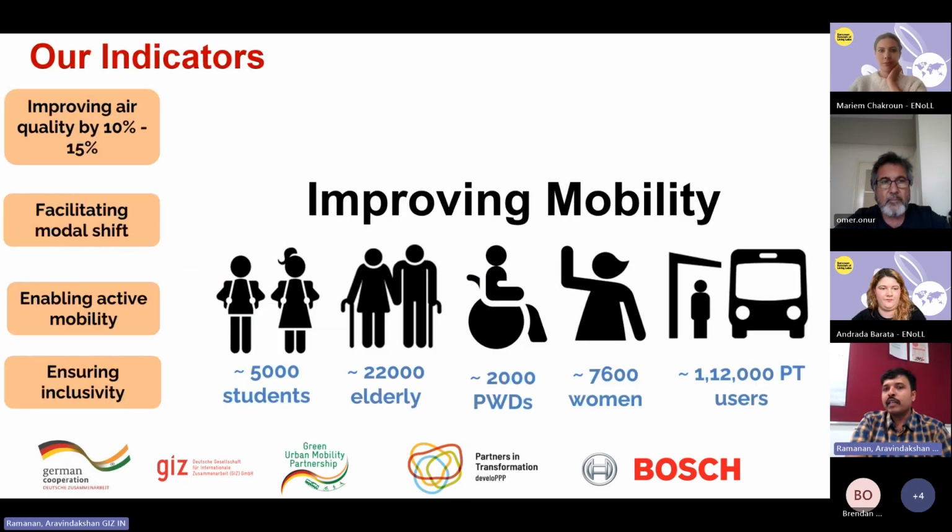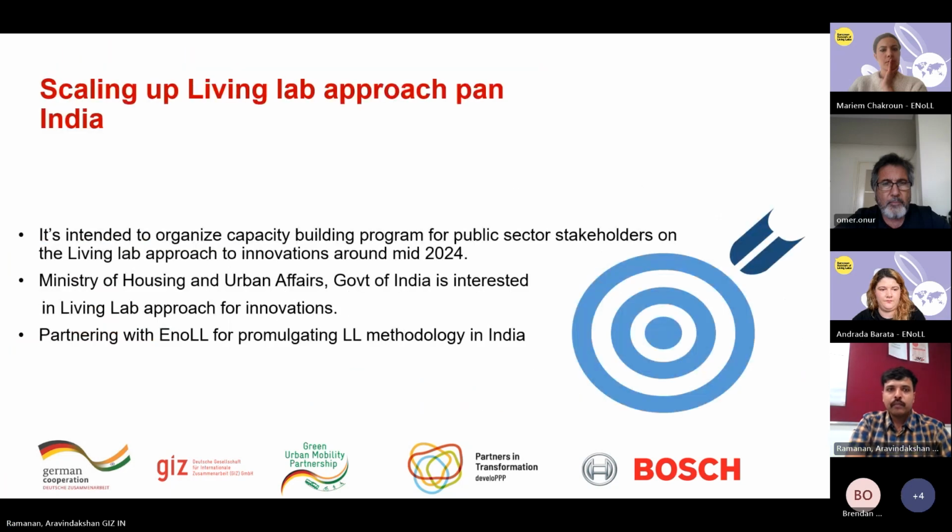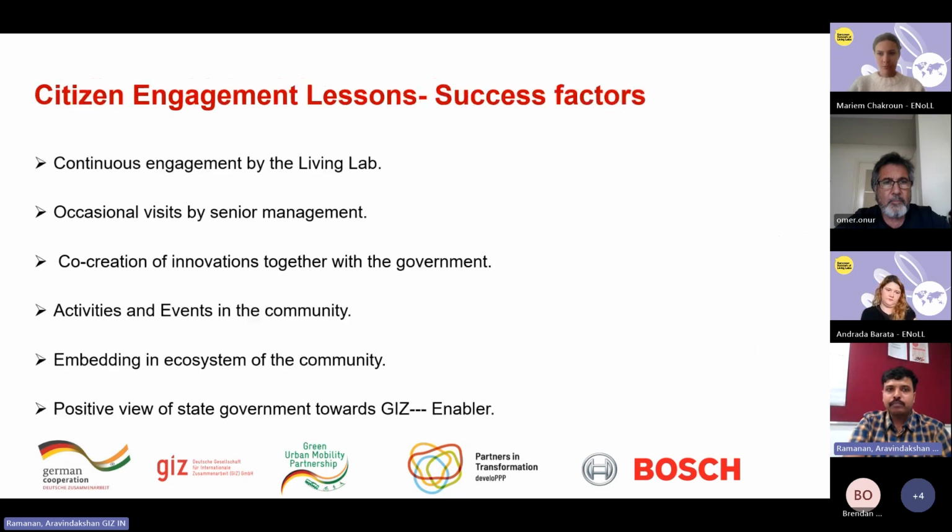Our Living Lab activities have impacted 5,000 students, 22,000 elderly people, 2,000 differently abled people, 7,600 women, and 112,000 public transport users. Our aim is to also scale up the Living Lab approach pan-India. So we are in partnership, as Marta mentioned, with Thessaloniki Living Lab in Greece and the European Network of Living Labs, doing a capacity building program.